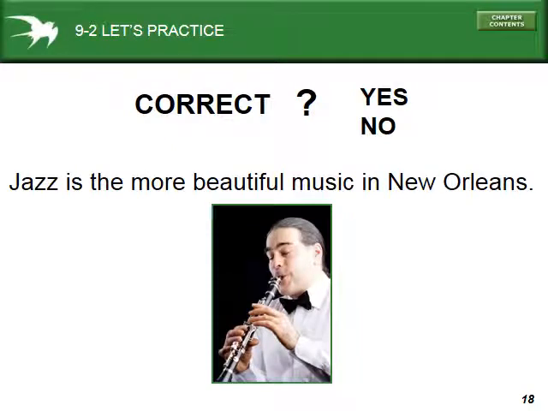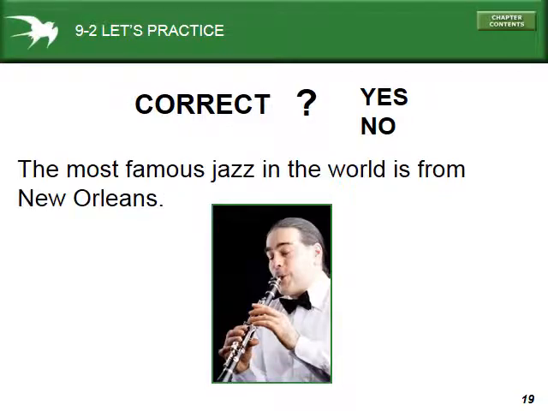Is this correct or incorrect? Jazz is the more beautiful music in New Orleans. This is incorrect. The problem is that more is used just with comparatives, and it's also not used with the. So it should be jazz is the most beautiful music in New Orleans. What about this? The most famous jazz in the world is from New Orleans. This one is correct, right? We have the, and then we're using most.